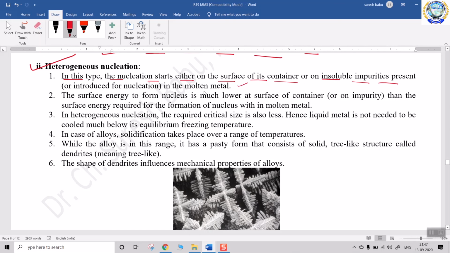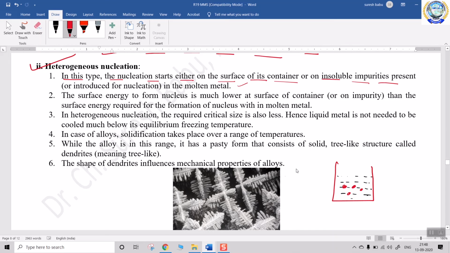In this type, the nucleation starts either on the surface of its container or on insoluble impurities present in the molten metal. The surface energy required to form a nucleus is much lower at the surface of the container or impurity than the surface energy required for the formation of a nucleus in the molten metal. That means, suppose you take this impure metal, this is the molten metal and these are the impurities.